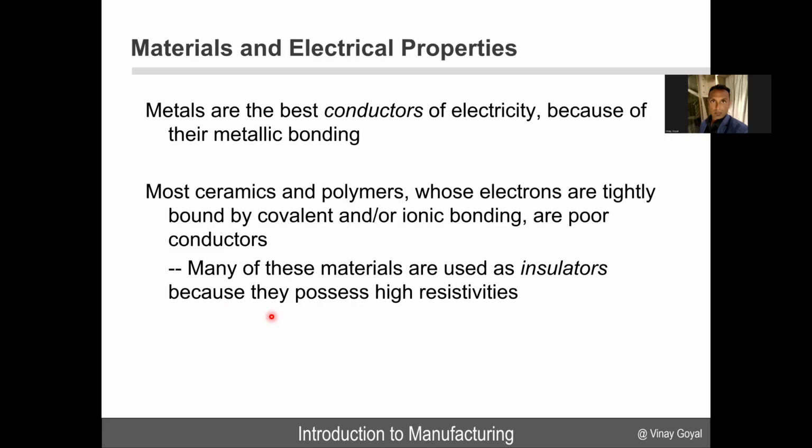So metals are the best conductors of electricity because of their metallic bonding. Most ceramics and polymers, whose electrons are tightly bound by covalent or ionic bonding, are poor conductors. Many of these materials are used as insulators, as you will see later in the course. We'll talk about that because they possess high resistivity.